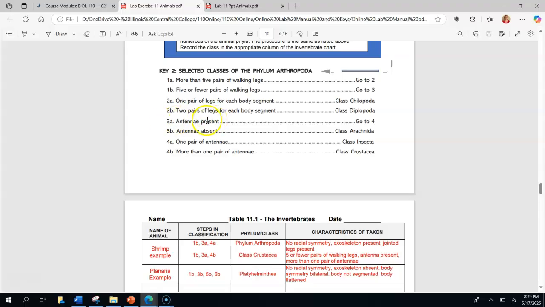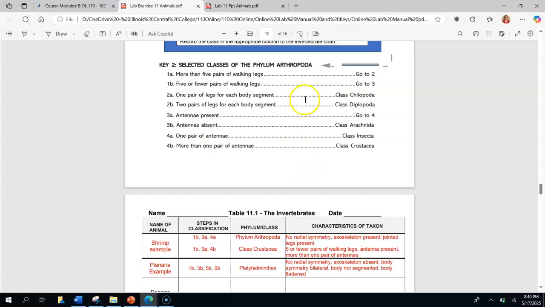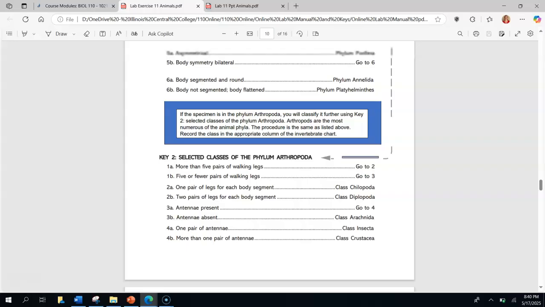So you went 3A, now we're going to 4. 1 pair of antennae, or, I'm sorry, more than 1 pair of antennae, which was the class Crustacea. So you're going to record both of those: 1B, 3A, 4B, class Crustacea, and again, write down all those characteristics. Now, if it's not in the phylum Arthropoda, then you're just going to use the first key.